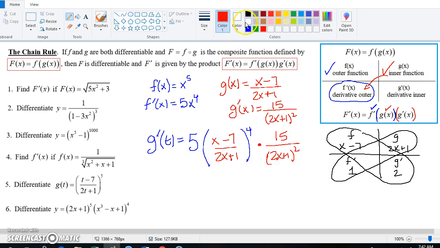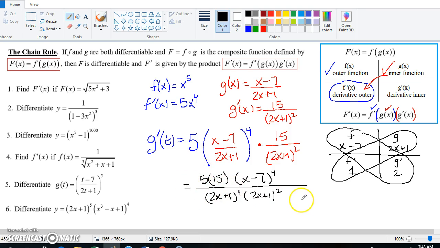Okay, a little simplification can happen here. Think of what's in your numerator, 5 times 15, and x minus 7 to the 4th. What's in your denominator? 2x plus 1 to the 4th, that's coming from this, times 2x plus 1 squared. So if we simplify, I believe we get 75, x minus 7 to the 4th, over 2x plus 1 to the 6th power. Looks pretty clean. Okay, last one.